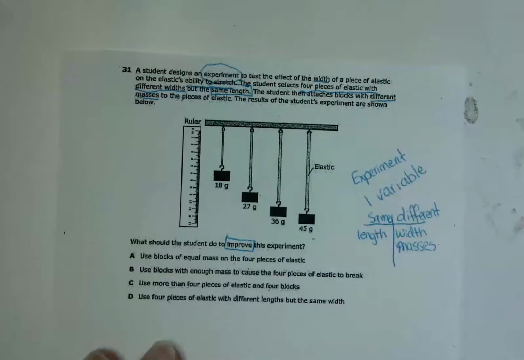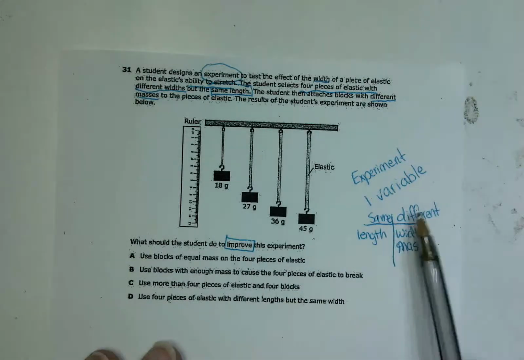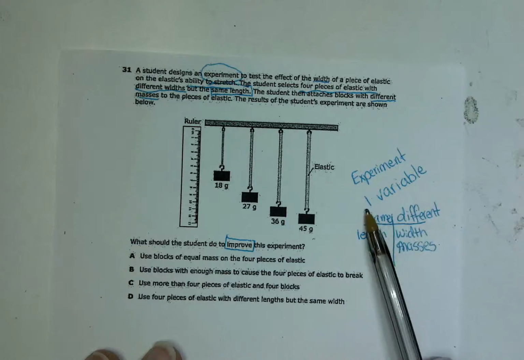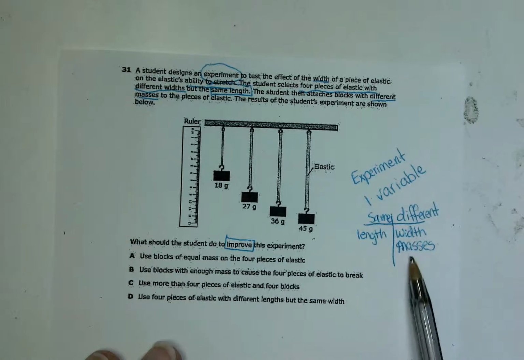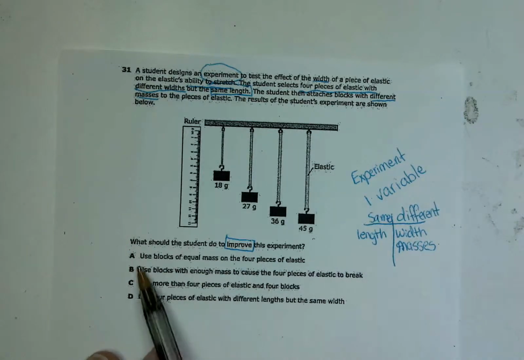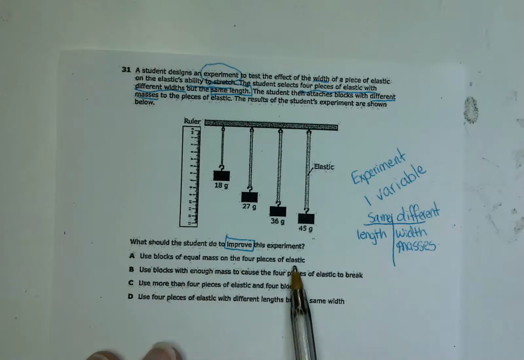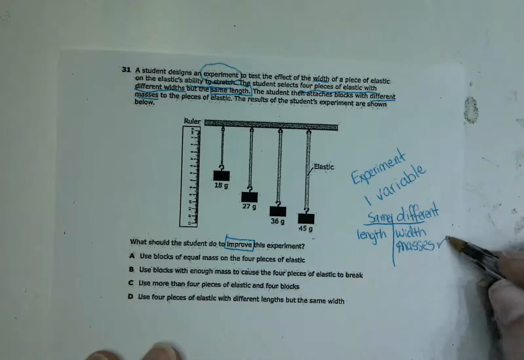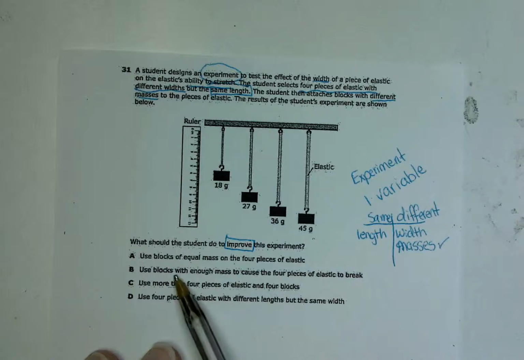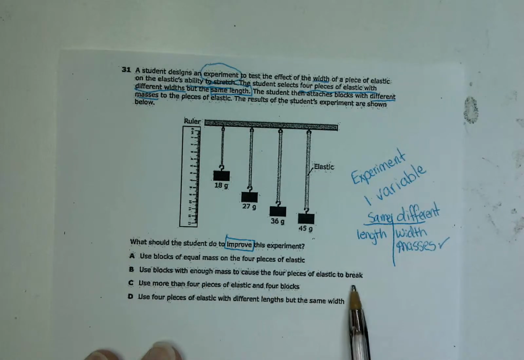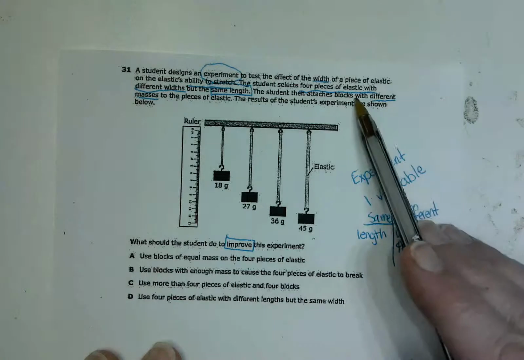All right? So, how could they have made it better? It would have been only having that one variable and not having the 2 variables. So, let's see. Use blocks of equal mass on the 4 pieces of elastic. That would change this aspect. Use blocks with enough mass to cause the 4 pieces of elastic to break. Were they testing where it would break? No.